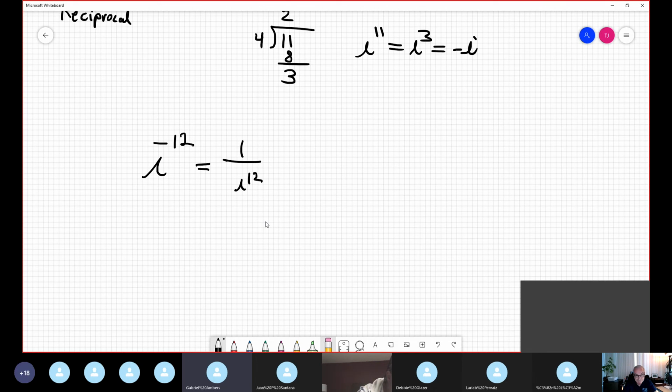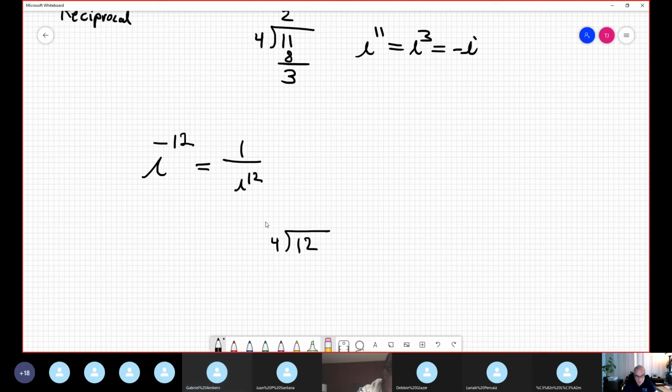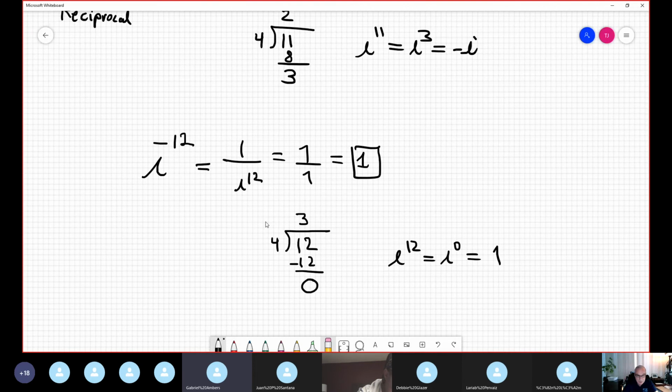After that. Yes. After that, 12 divided by what? By 4. 3, 3 times 4 is 12. Wow. The remainder is 0. So actually, I know that i to the 12 is equal to i to the 0, which is 1. So 1 over 1. Wow, it's real. If it's real, it's easy because it's just 1. Boom. Final answer.